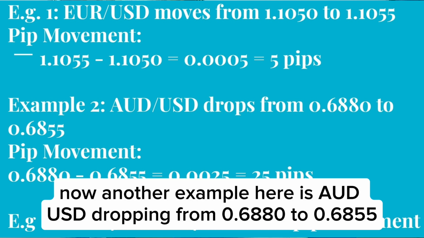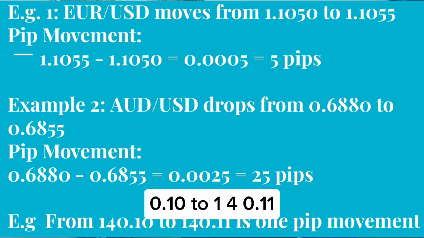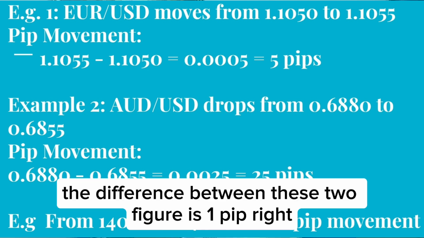Another example here is AUD/USD dropping from 0.6880 to 0.6855. The pip movement there is 25 pips. For a currency pair moving from 140.10 to 140.11, the difference between these two figures is 1 pip.